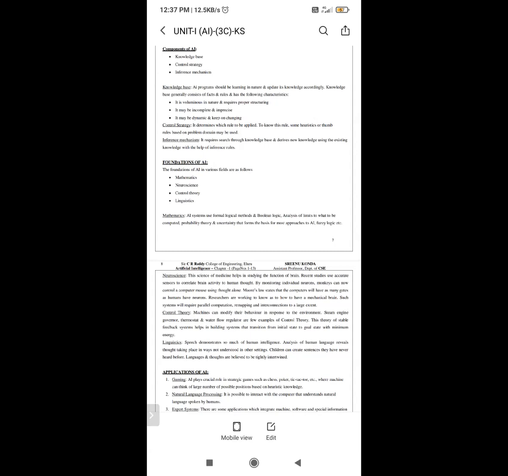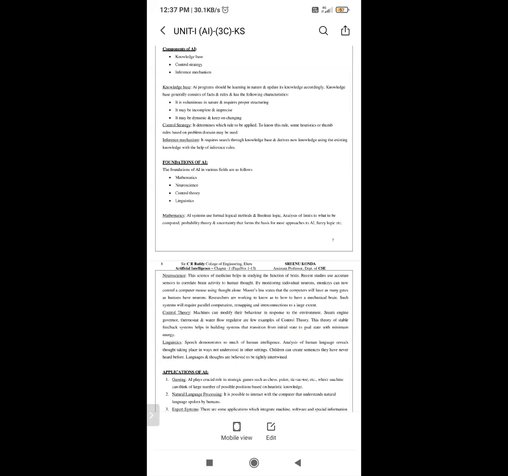By monitoring the individual neurons, monkeys can now control a computer mouse using thought alone. That means if a particular system is given to a monkey, that monkey can control a computer mouse using its thoughts. Okay, right. So that means a chip will be placed in the monkey's brain, and now the system is going to control the computer based on the program written for it.